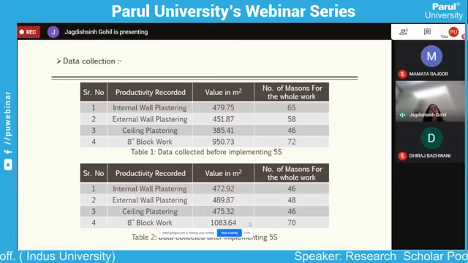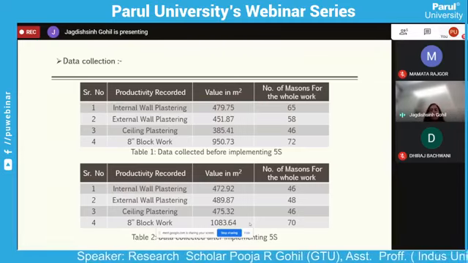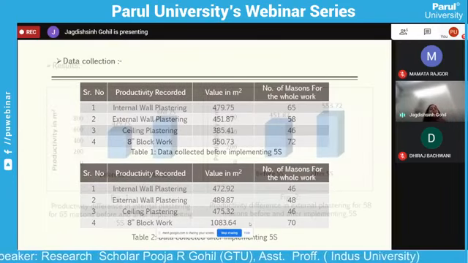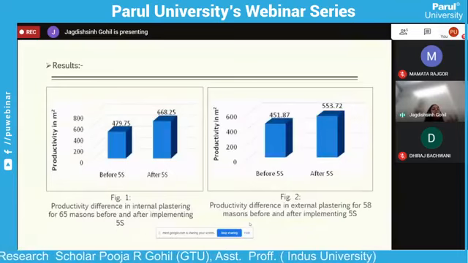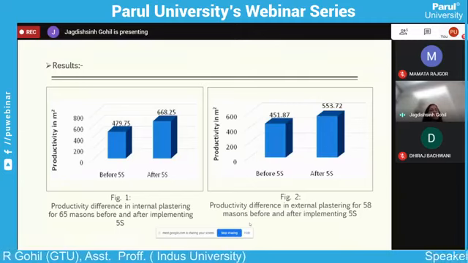So you can see the difference between before and after 5S implementation. Either you can reduce masons, or you can increase productivity, or you can do both. So this is a real life example that you can bring change in your construction project after implementing 5S. The same thing I have shown using graphs.